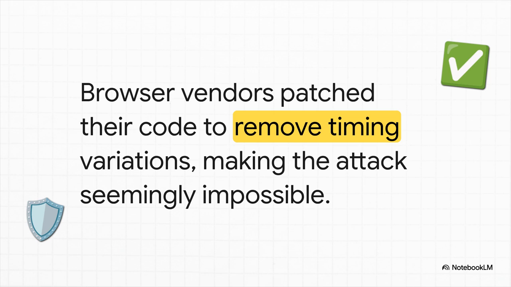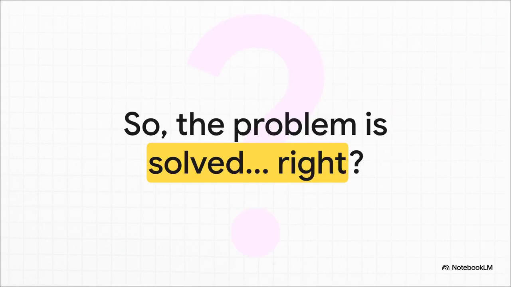They dug deep into their own code and patched these little timing leaks. They basically made their rendering engines run in what's called constant time, so those tiny variations just vanished. The attack was dead. It seemed like the guards had finally secured the perimeter. So you'd think that's where the story ends. The invisible walls were stronger than ever. The problem is solved, right?